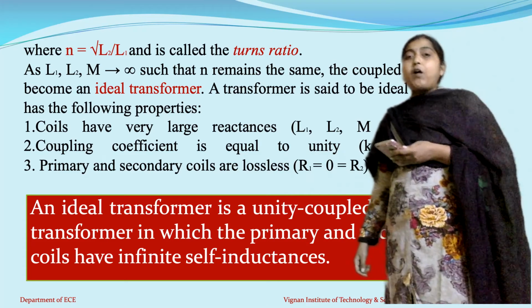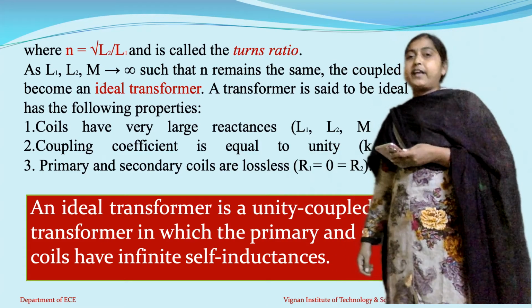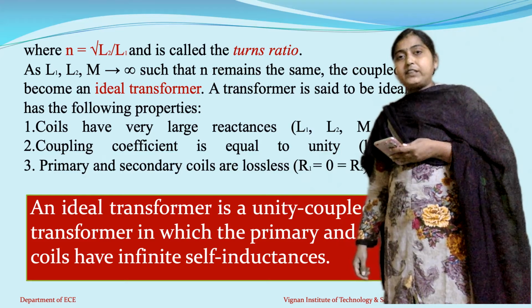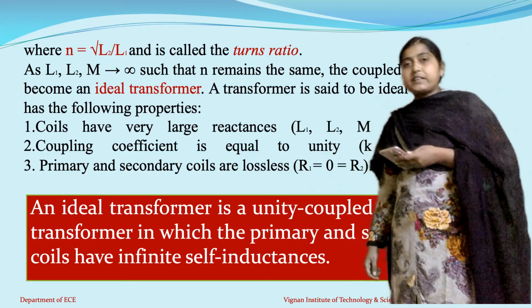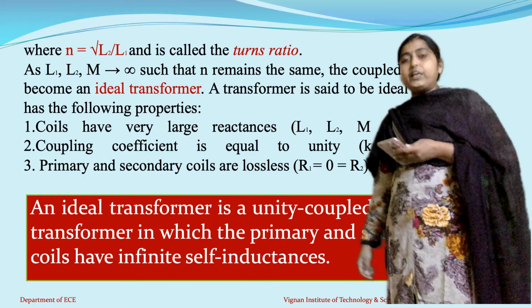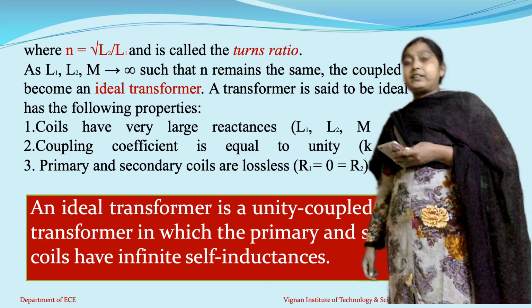By combining all three properties of an ideal transformer, we can define an ideal transformer as a unity coupled transformer where K is equal to 1. It's a lossless transformer because R1 and R2 we are taking as 0, in which the primary and secondary coils have infinite self-inductances.